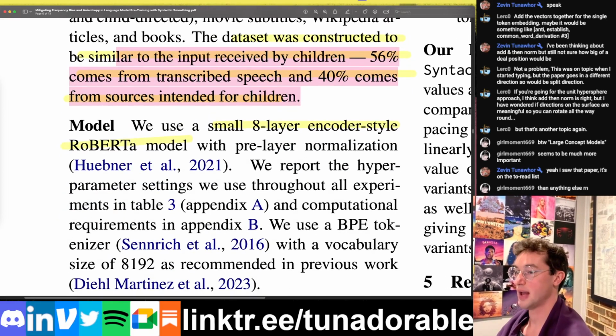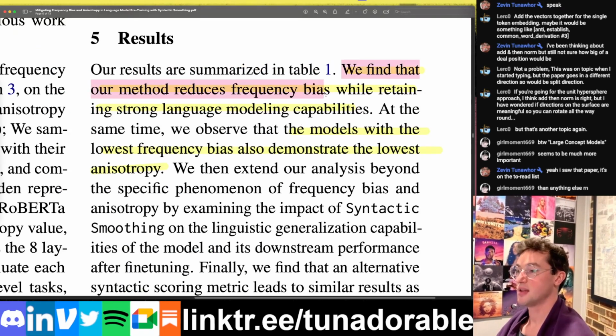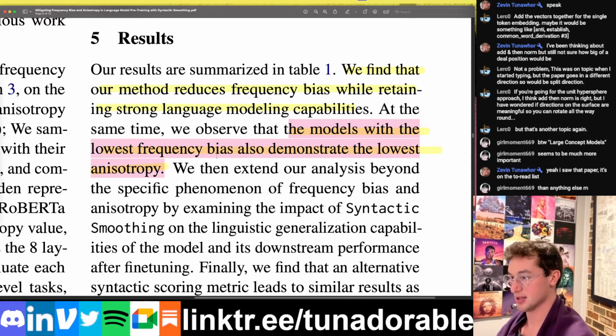And then they have a small 8-layer encoder-style RoBERTa model. And for the results, they find that their method does in fact reduce frequency bias while retaining strong language modeling capabilities. The models with the lowest frequency bias also demonstrate the lowest anisotropy, which in theory is useful.